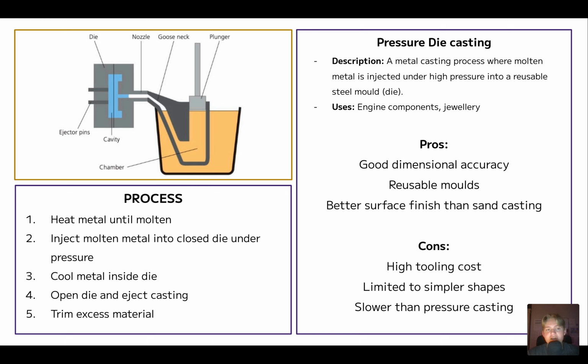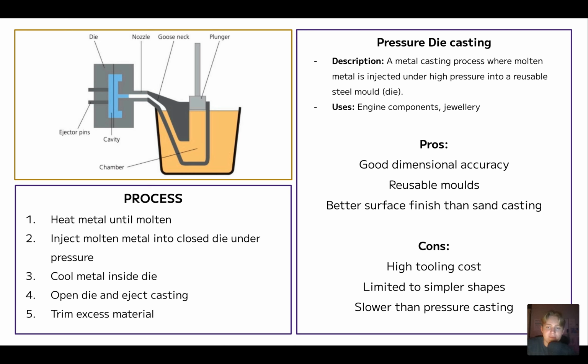Next, we're going to look at pressure die casting. So pressure die casting is when we use molten metal that has been injected under a very high pressure into a reusable mold. So similar to gravity die casting, except we're just injecting that material, a bit like injection molding for plastics. And we can create engine components, but we can also create jewelry, which is nice.